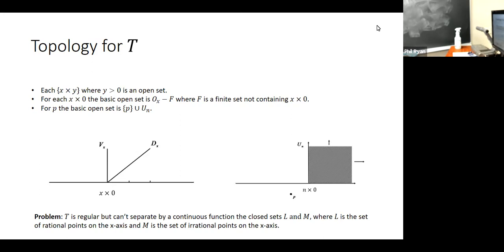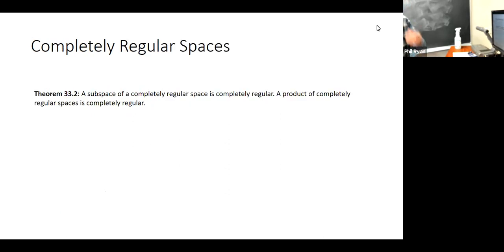Because what happens is, if you assume that you had such a function, if the function is zero at infinitely many points, then it's basically zero. It has to be zero everywhere. So you can't get a continuous function to separate the things out. So that's enough of that.